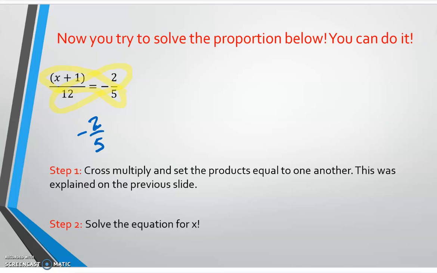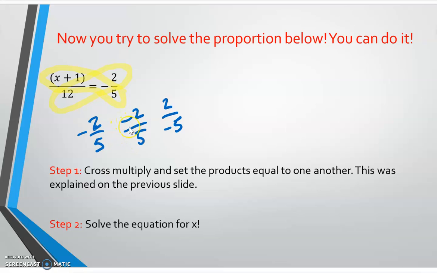I often get the question, Mr. Falls, how do I know what's negative, the 2 or the 5? It doesn't matter. You can make either one negative as long as only one. So for example, I can rewrite it like this, -2 over 5, or I could even rewrite it like this if I wanted to, right? 2 over -5. It doesn't matter. All right, but I usually just move it up to the top.